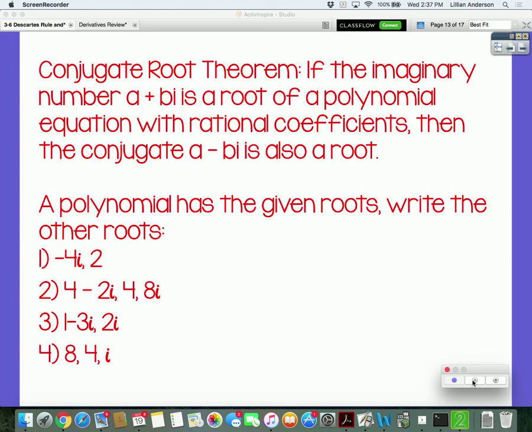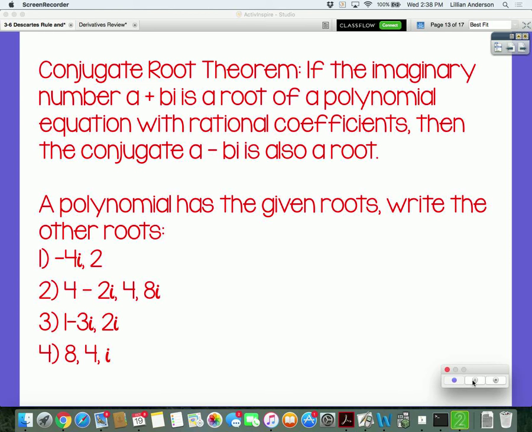Conjugate root theorem again. Now we're looking at the imaginary zeros. We already figured out how to determine how many possible positive and negative real zeros we have from Descartes' theorem. Conjugate root theorem is going to talk about our imaginary ones. These are examples that you can write in a column along your paper.